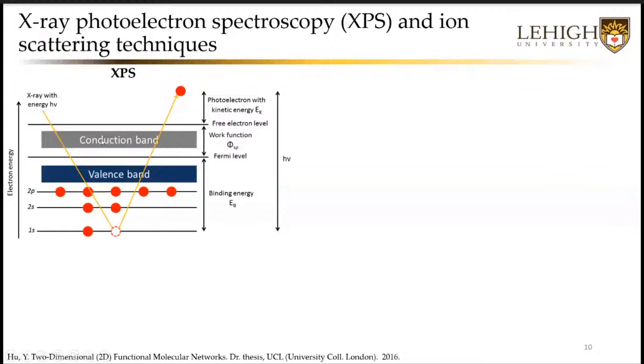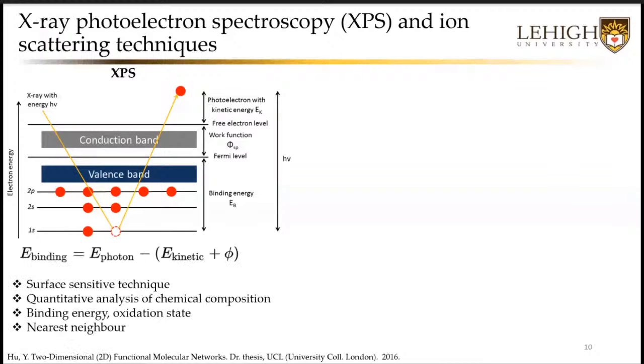So you just get the data and you fit it using Excel or any normal data analysis software that researchers use, and then you get valuable information about the chemical composition, the nearest neighbor, the oxidation state. So this is very valuable in predicting the composition of the films quantitatively, unlike FTIR.